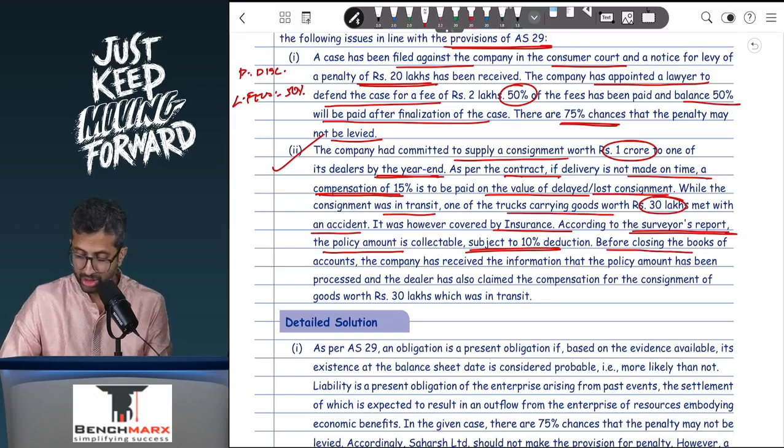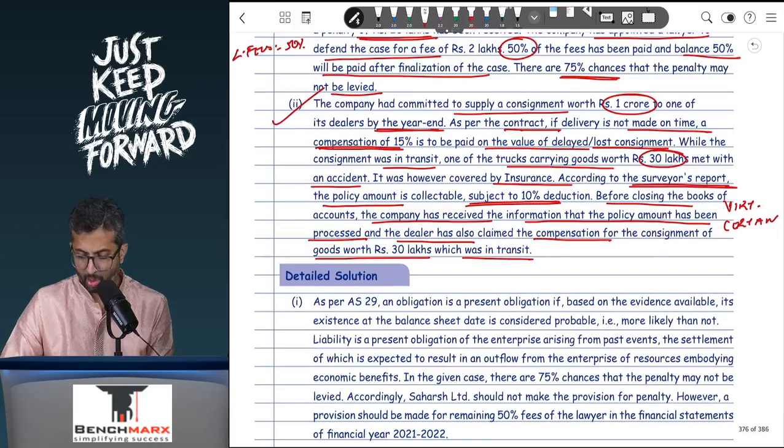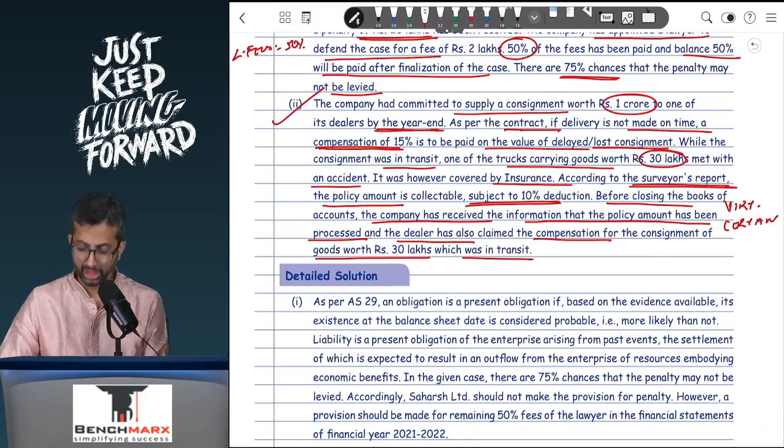Now, before closing the books of accounts, the company has received information that the policy amount has been processed. So over here, there is virtual certainty. And the dealer has also claimed compensation for the consignment of goods worth 30 lakhs, which was in transit. Now, since there is a delay, you will have to pay to the dealer. So over here, there will be a compensation payable that you will record.